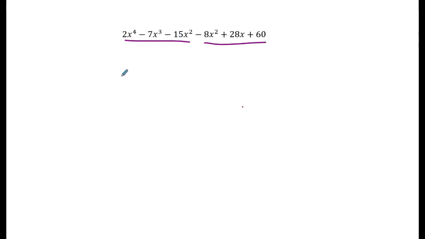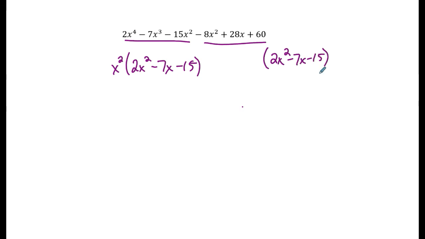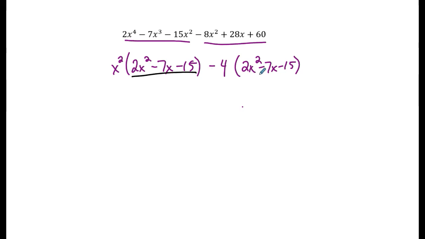Alrighty. I can take out an x squared from all of those terms, and I'm left with 2x squared minus 7x minus 15. So hopefully I'm left with 2x squared minus 7x minus 15 over here. What do I need to factor out to get that to happen? I don't know why I wrote that so far away. Move that a little bit closer. Negative 4, right? Negative 4? Yes, yes, yes. So what's my common factor? Both terms have that trinomial as a common factor, so I'm going to GCF that out, and I'm left with x squared minus 4.